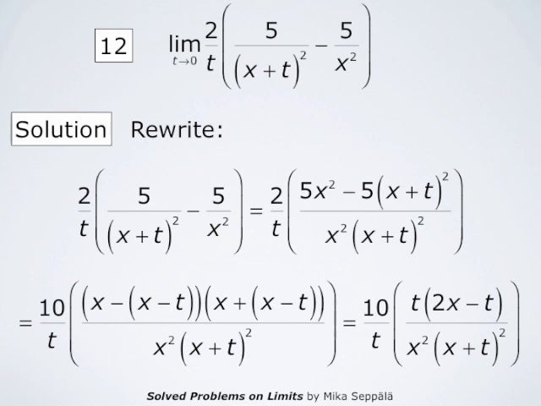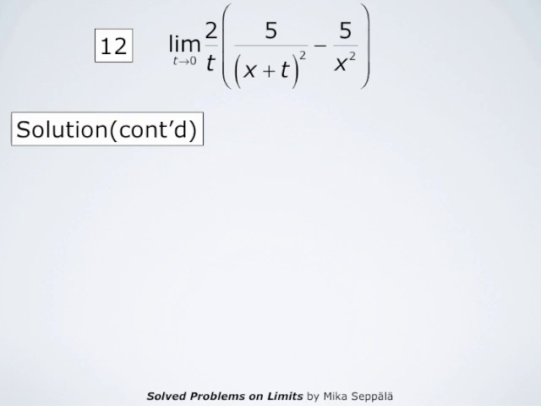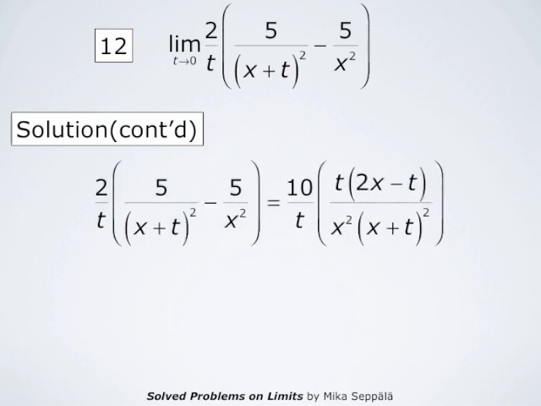This simplifies further. We get 10 divided by t times 2x minus t, and that divided by x squared times x plus t squared. So here we have a rewriting. Our original expression for which we have to compute the limit as t approaches 0 is now 10 divided by t times 2x minus t, and that divided by x squared times x plus t squared. We observe that t cancels out. So we get 10 times 2x minus t, and that divided by x squared times x plus t squared.